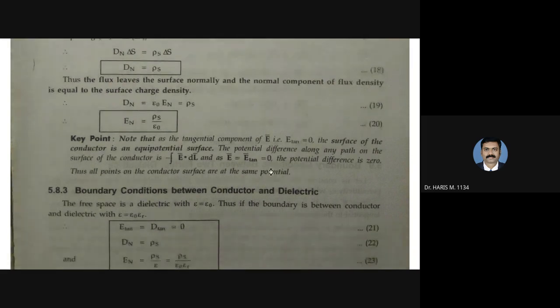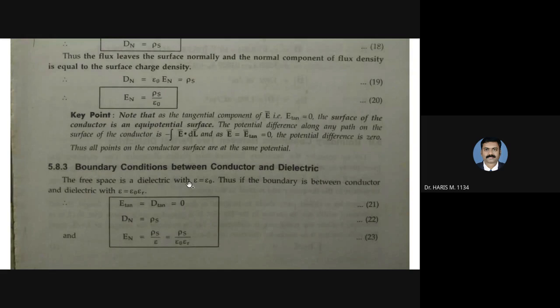Similarly, if you are trying to arrive at the boundary conditions between a conductor and the dielectric, so far we have seen these equations. The free space is a dielectric with epsilon equivalent to epsilon 0. The value of epsilon can be related with epsilon 0 and epsilon r, where epsilon 0 is the permittivity of free space and epsilon r is the relative permittivity. Then all the conditions can be written, which is shown in equation numbers 21, 22, and 23.